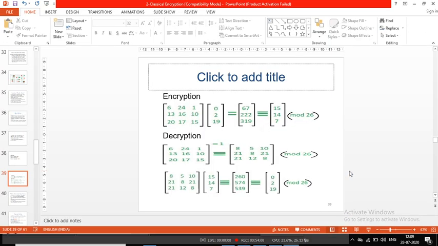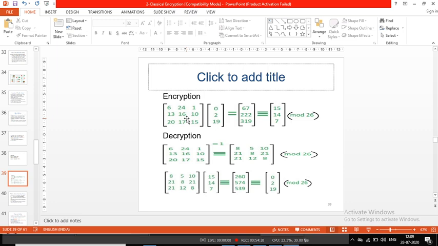Okay, so now you got the key matrix value. Clear? So this is the K value. What is the formula for Hill cipher? C equals KP mod 26. So here this is K.